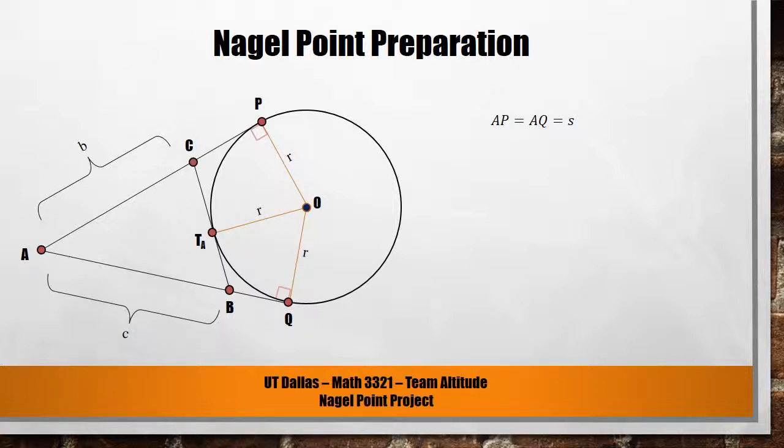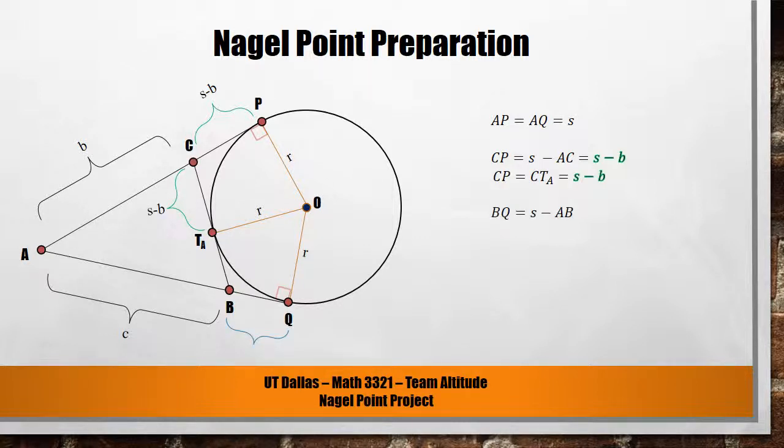We're going to denote the side lengths AC and AB by B and C respectively. Note that the length of line segment CP is equal to the length of AP minus AC. The length of AP, as we showed earlier, was just S, so the length of CP is just S minus B. Similarly, the length of CT sub A is also S minus B because both T sub A and P are points of tangency to a circle from point C.